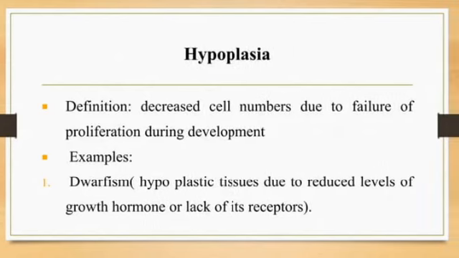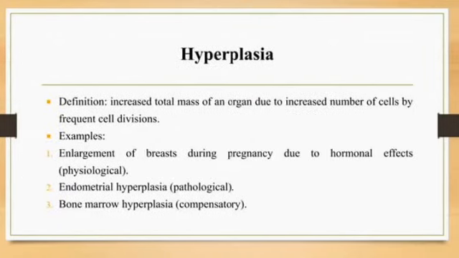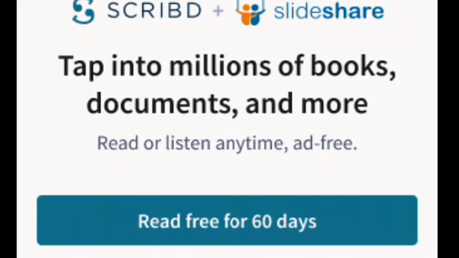Hypoplasia: this is a decreased cell number due to the failure of proliferation during development. For example, dwarfism. This is the hypoplastic tissue due to the reduced level of growth hormone or the lack of its receptor. Hyperplasia: increased total mass of an organ due to the increased number of cells by frequent cell division. Enlargement of the breast during pregnancy due to hormonal effects. Endometrial hyperplasia is the pathological one, and bone marrow hyperplasia is the compensatory one. This is the endometrial hyperplasia as shown in the figure.